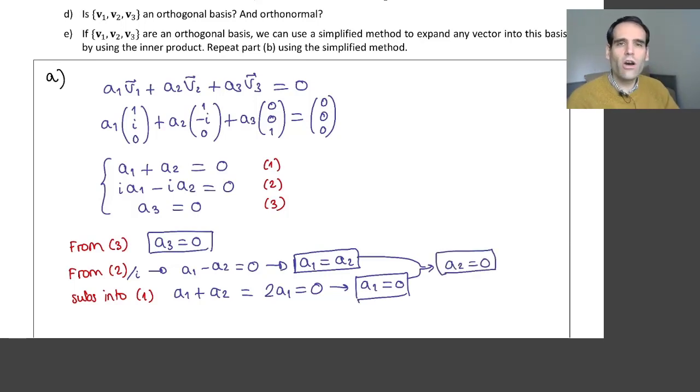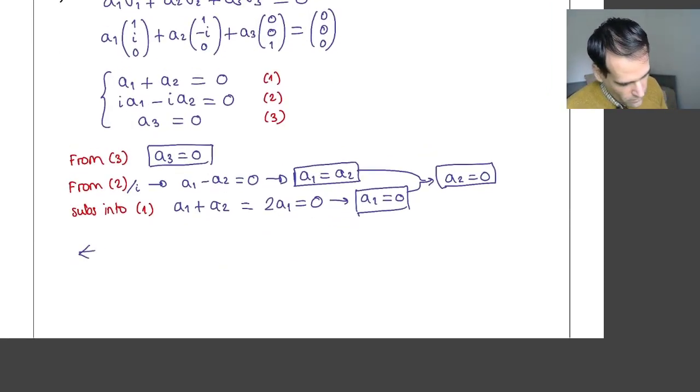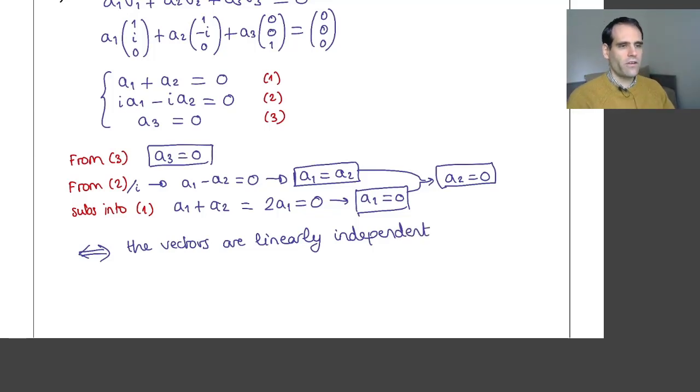So we have seen that the only solution to this system is that A1, A2, and A3 are all 0. That's the only solution that this system has. Therefore, the vectors are linearly independent. Okay, so that was part A. They are linearly independent vectors.